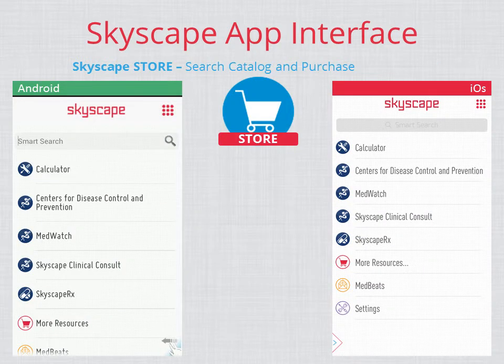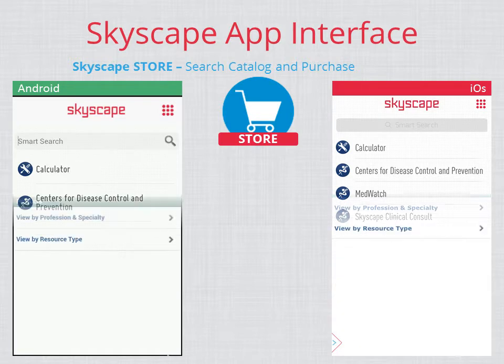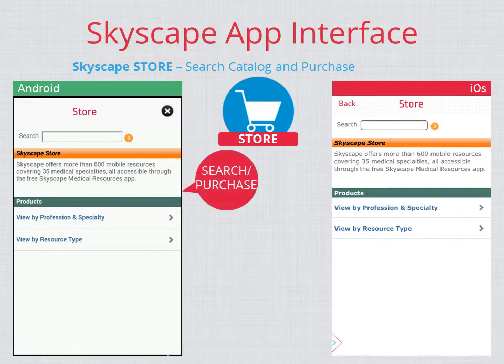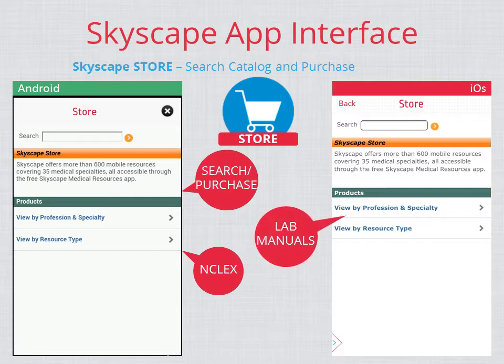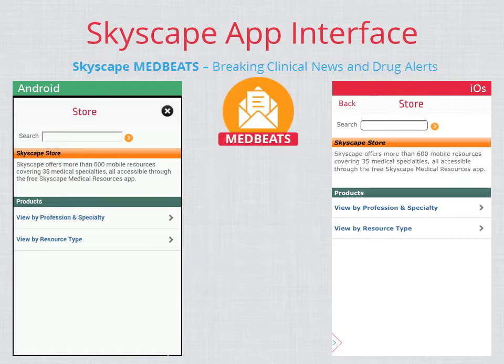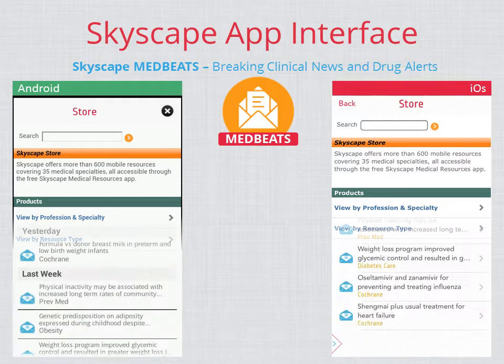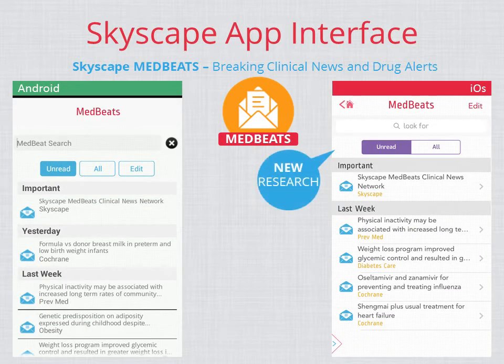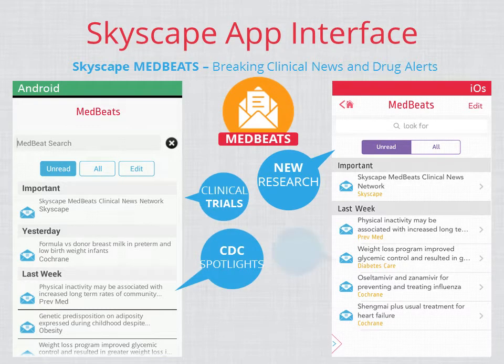The next item you can access from the Skyscape menu is the Skyscape Store. The Skyscape Store will allow you to search the Skyscape catalog and view what you already own. Skyscape offers a variety of resources from study guides to lab manuals. Medbeats provide breaking clinical news and drug alerts. You will also have access to new research, clinical trials, journal abstracts, CDC spotlights, all catered to your specialty.